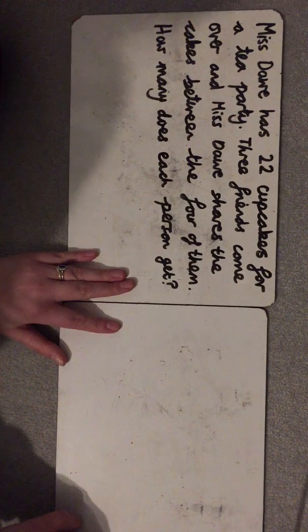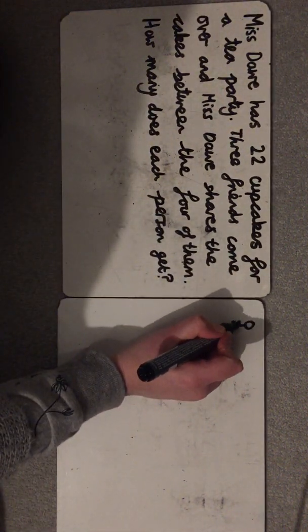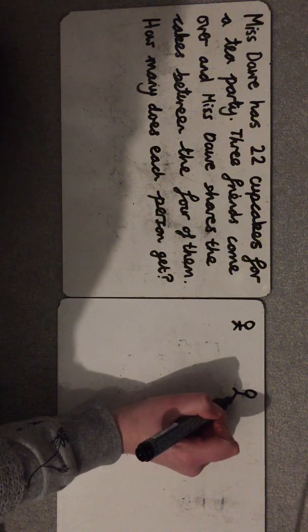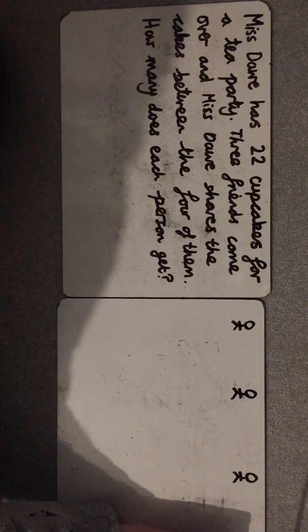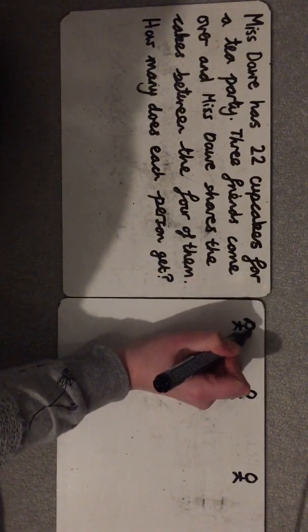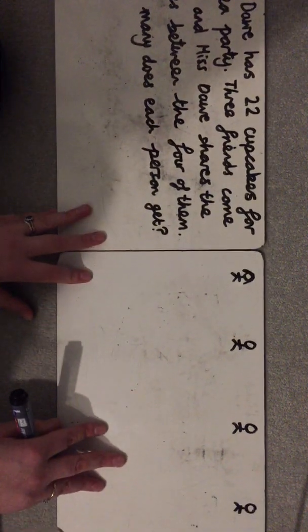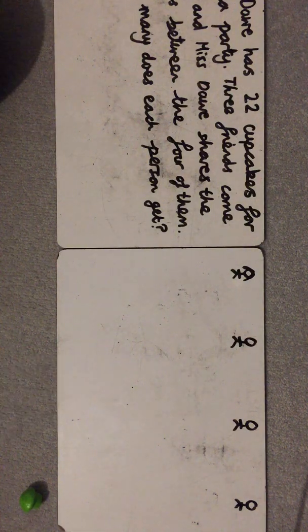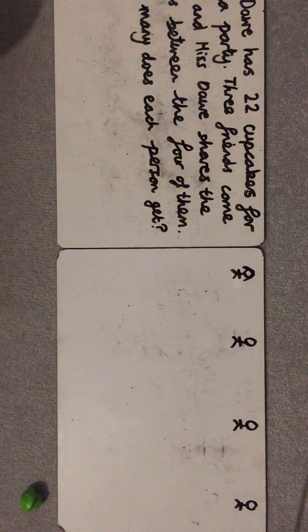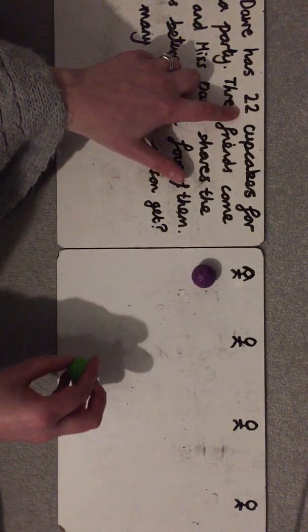Are we ready? So I've got 4 friends. I'm going to draw my 4 friends. If you have teddies or Lego people at home, you might use these as your sharing people. So there's me and my 3 friends. So we're sharing between 4 altogether. There we go. And I need to share out 22 cupcakes. So I can either do it as a drawing or with my objects. I'm going to do it with my objects. It's more fun.